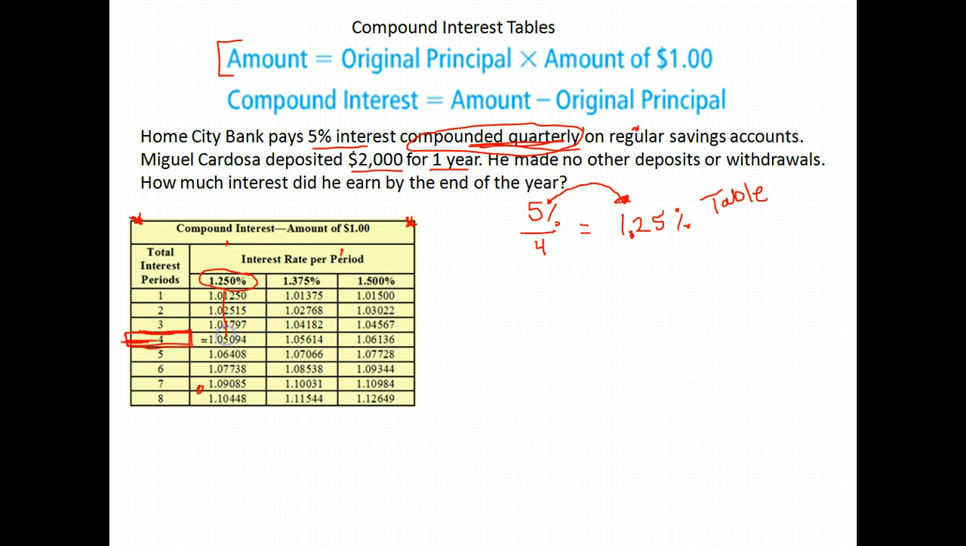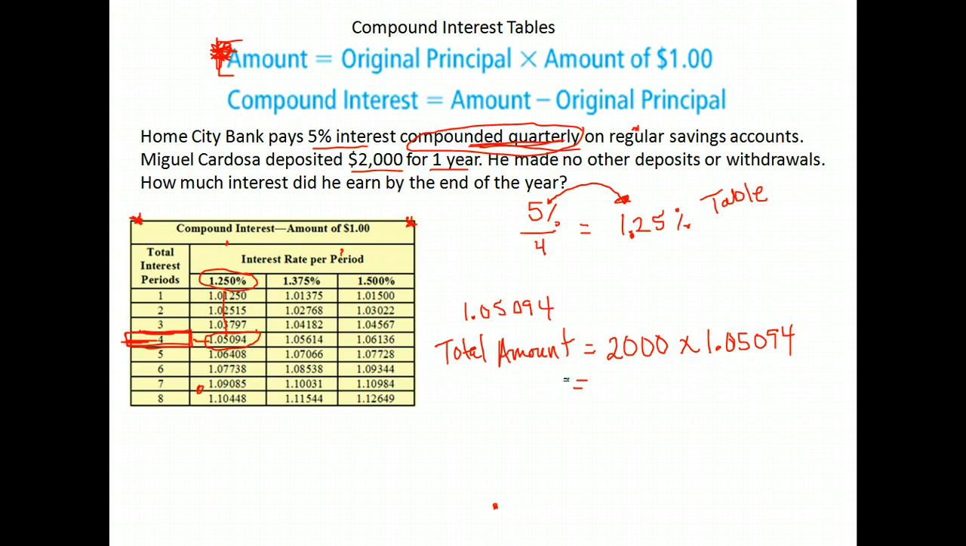So we look down from 1.25% and over from 4, and here is our number from the table, 1.05094. Now, this is the formula we're using. This gives us the amount in the account at the end of the year. Okay, so to find the total amount that this person has in their account at the end of the year, we take our number from the table times the original amount they invested. He invested $2,000. The number we got from the table was 1.05094. We go ahead and multiply those.